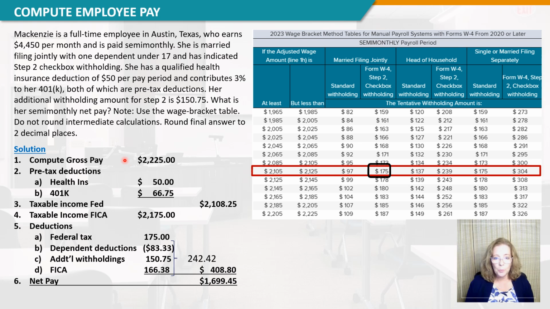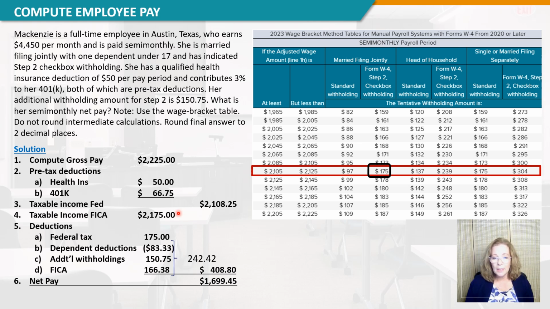We deduct her pre-tax deductions, which we were told is medical insurance for $50 and 3% for the 401k, which is $66.75. Once we deduct the pre-tax deductions from the gross pay, the result is the taxable earnings of $2,108.25 for federal taxes and $2,175 for purposes of calculating FICA, because the 401k deduction does not reduce the FICA taxable wages.